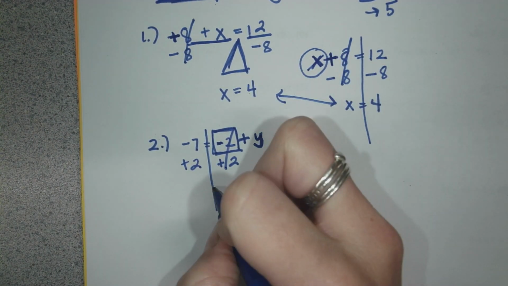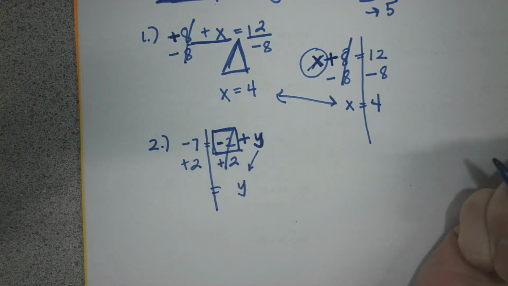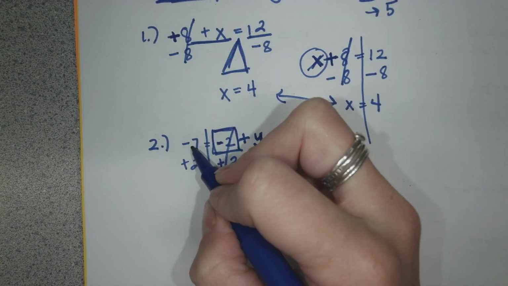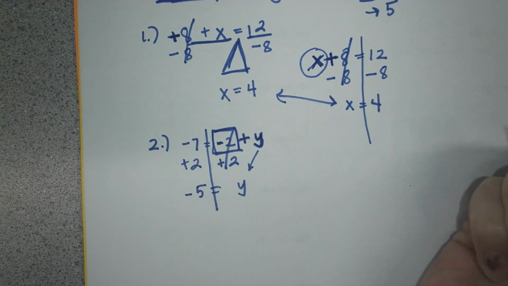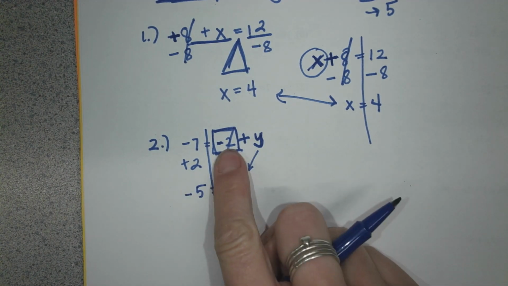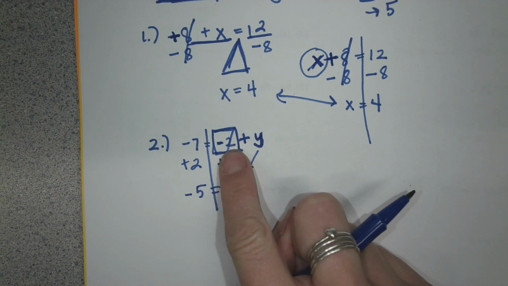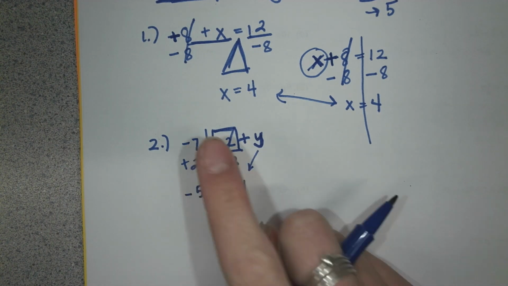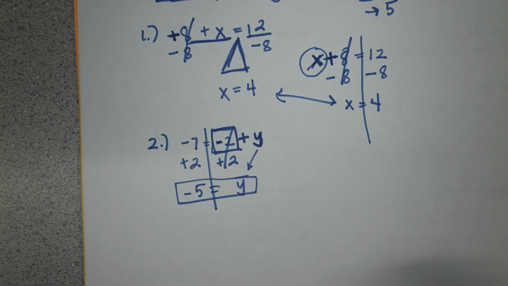These 2 cancel and leave just the y. That guy drops down. And then on this side, -7 plus 2 is -5. So y equals -5. This one was a little bit more tricky to figure out by just looking at it, but -2 minus 5 will give us -7. So this is our answer. Let's do a few more.